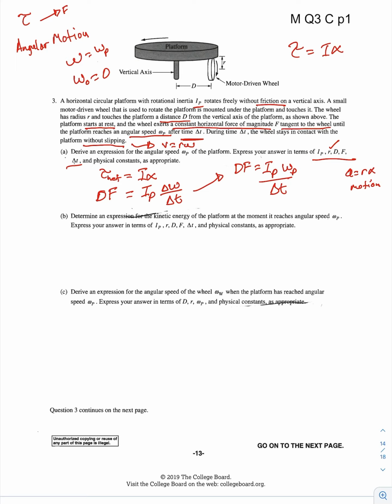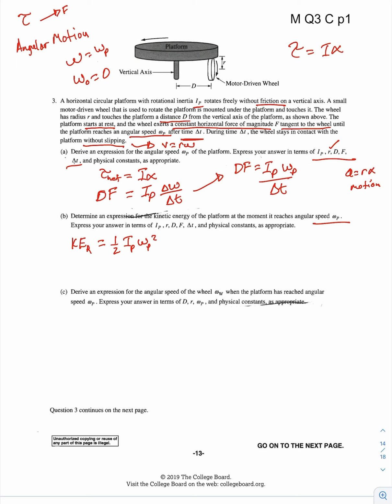All right? Determine an expression for the kinetic energy of the platform at the moment it reaches the angular speed omega p. Express your answers in terms of IP, RD, F, and delta t, and the physical concepts as appropriate. So let's get it. Kinetic energy is what? It depends if it's linear or angular. In this case, it must be angular, right? Yeah, it would have to be rotational. So you'd have 1/2 I omega squared.